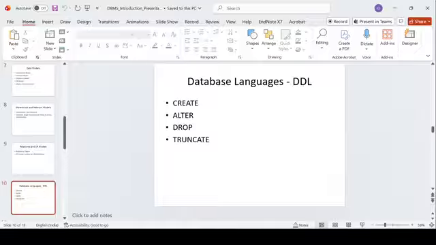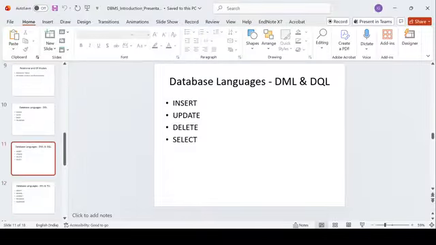So next we see the database languages. So data definition language, DDL. The commands such as create, alter, drop and truncate are used to define and modify database structure. Next, we see the data manipulation language, DML, which is used to insert, update and delete data.